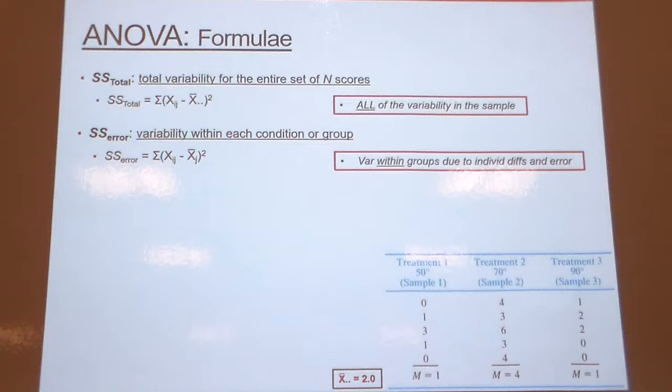So we're just taking 0 minus 1, 1 minus 1, 3 minus 1, 1 minus 1, 0 minus 1, taking those deviation scores, squaring those up, adding those up, and then doing the same thing for treatment 2, for treatment 3. This is giving us a total variability of within group variability in our data set. Okay, and this is sum of squares error, right? This is what's going to go in the denominator of our F ratio.